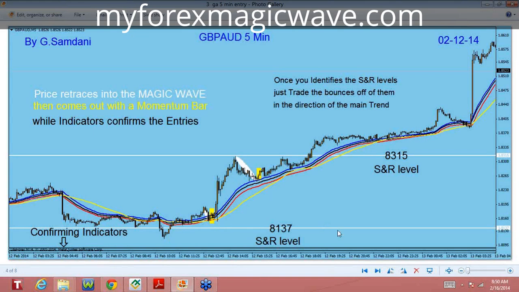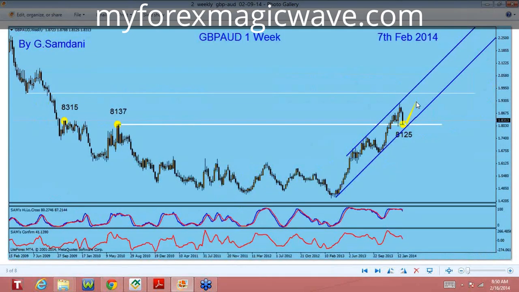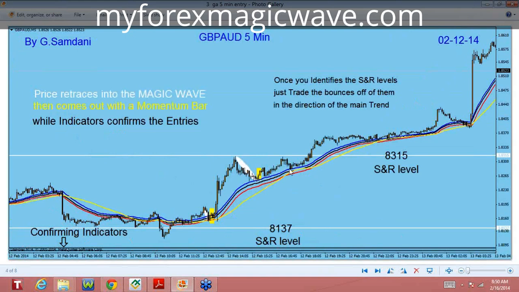And since we were expecting to go up, like here, all the way up to this high, then the second setup, and then third, and then fourth, and you just keep taking that direction. Like I said, once you identify the SNR level, just trade the bounces off of them in the direction of the main trend. The main trend was, and we were expecting, to the upside. So this is how you do it.